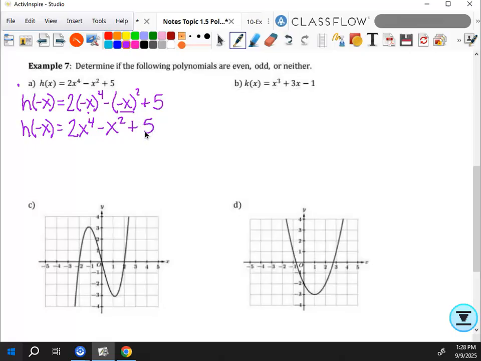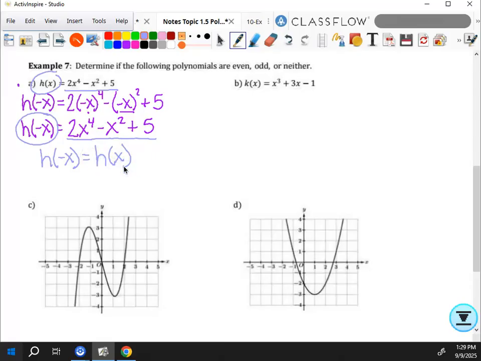Everybody understand what we did? We substituted in a negative x, cleaned it up. Okay, we good? All right, so then we look at this and ask ourselves, does it look exactly like the original? Yes or no? Yes, it does. So since it does, look, this is h of x, this is h of negative x, right? So I can say that h of negative x equals h of x.